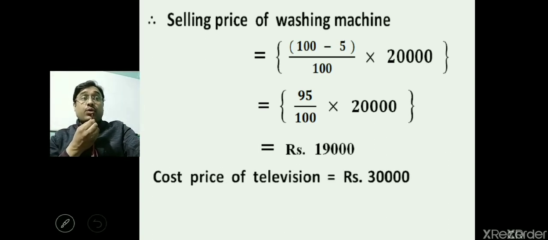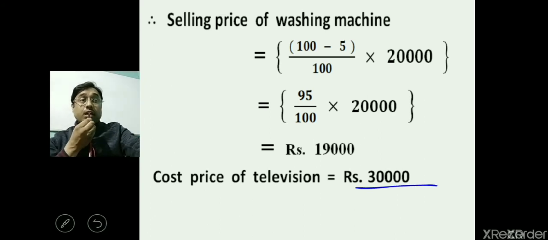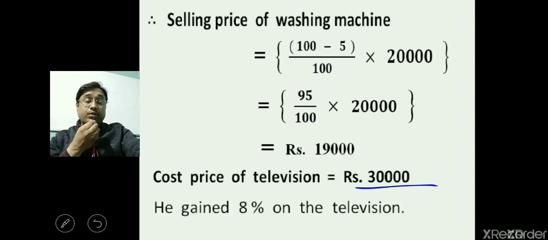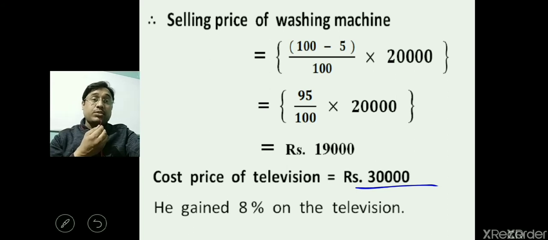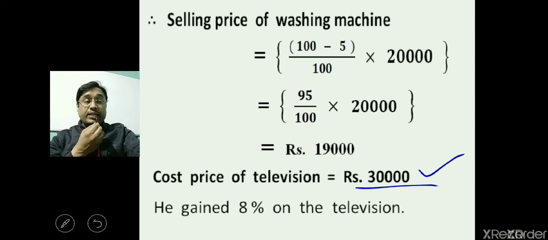Now you come to the cost price of the television. The cost price of the television is given as 30,000. And on the television there is a gain of 8%, that you know. He gained 8% on the television. And the cost price you also know, that is 30,000.